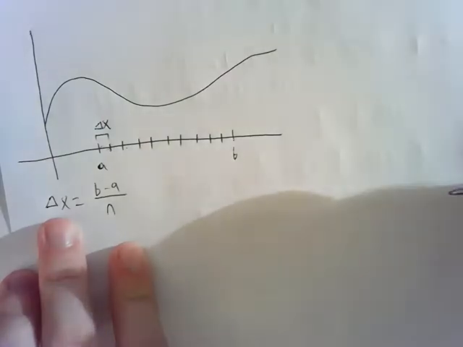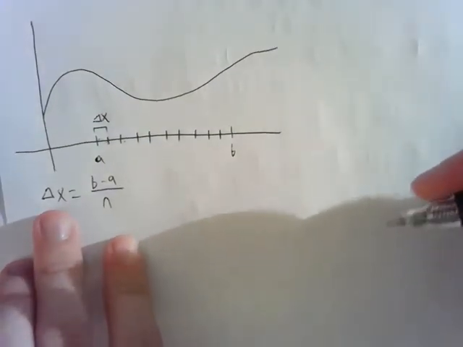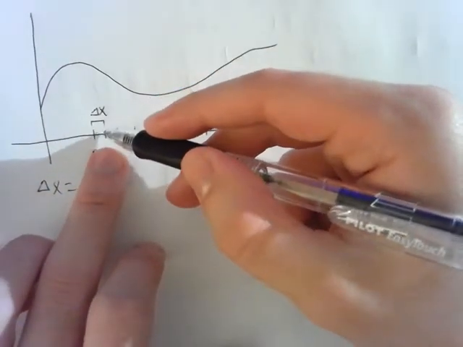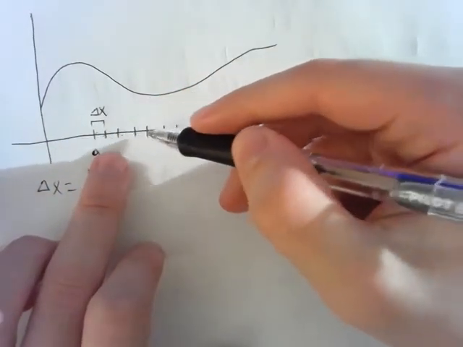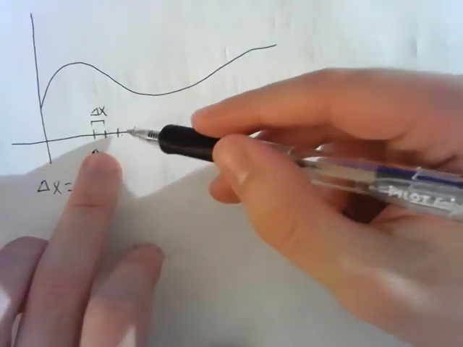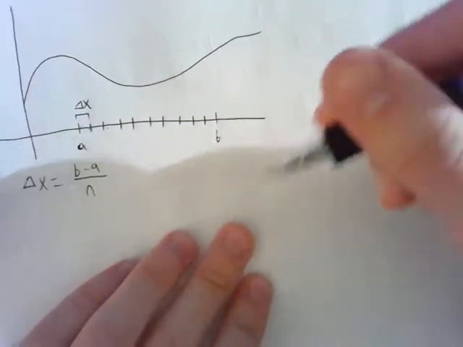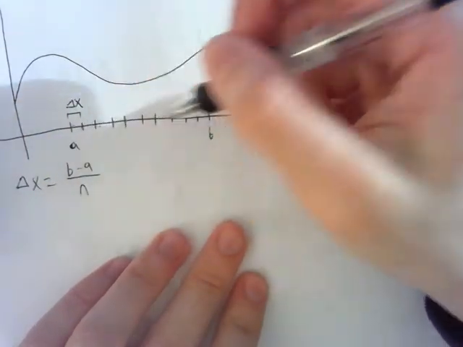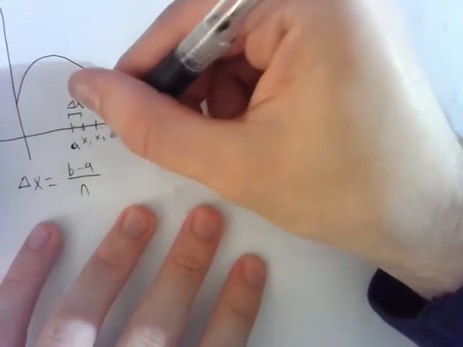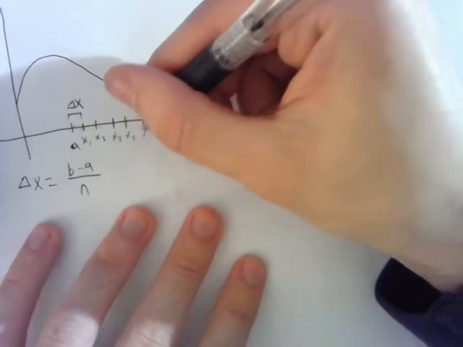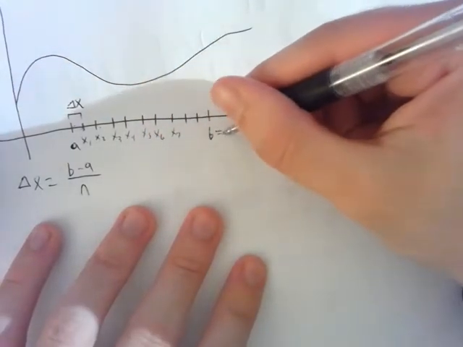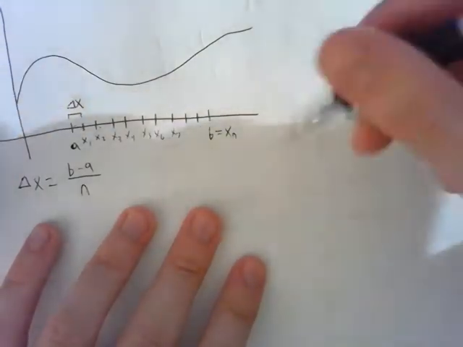Now, when we count off by delta x, we get a bunch of points in between a and b. And these are going to serve as the endpoints of our rectangles. So it would be nice to have some name for all these points. I'm going to call them x1, x2, x3, x4, and so on, all the way up to eventually b, which will be xn, where n is the number of rectangles, and we could also call a x sub 0.